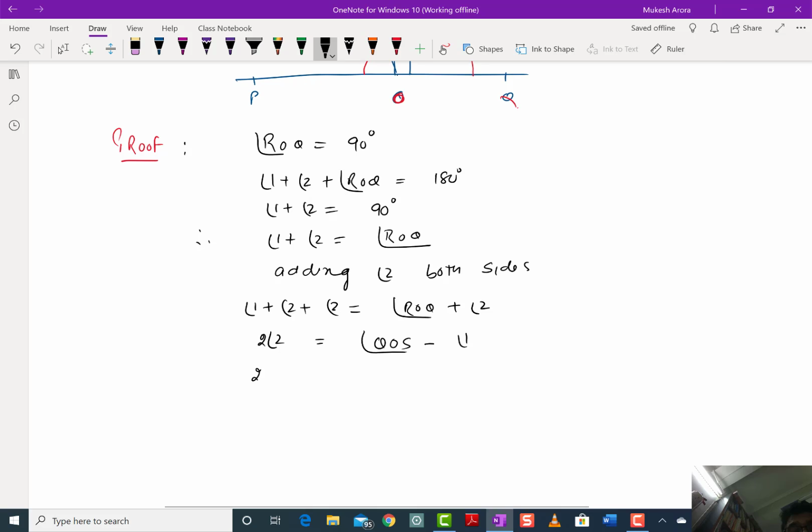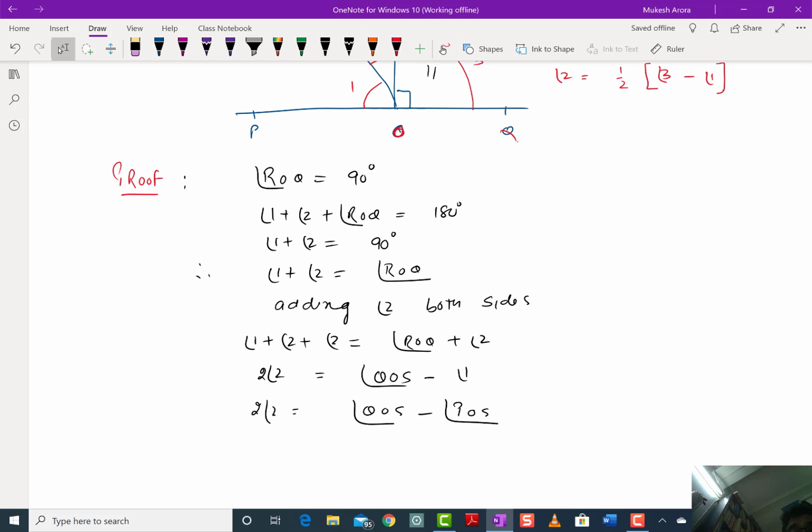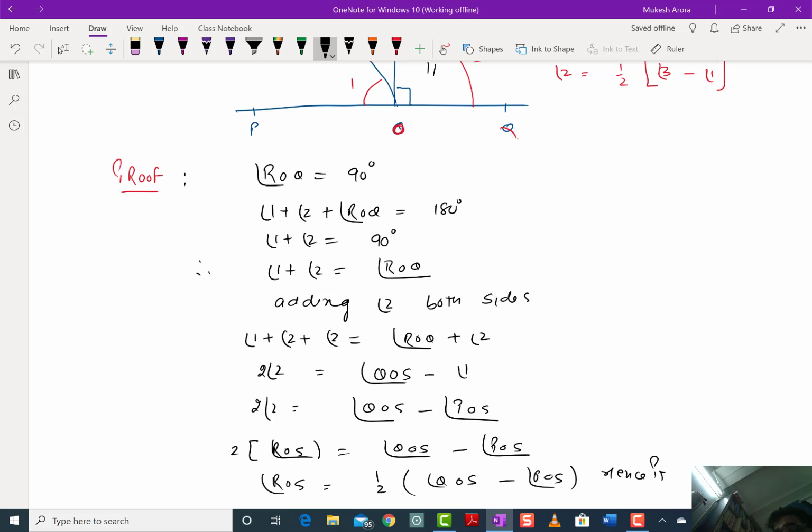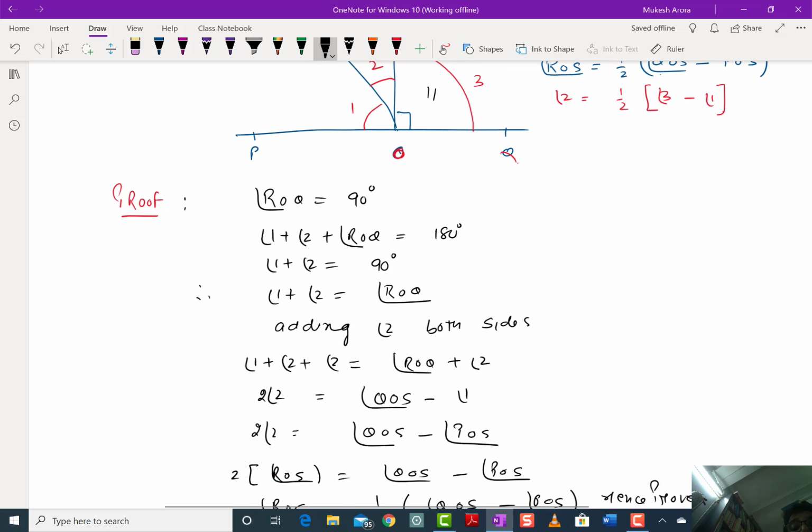Or 2 times angle 2 is equal to QOS minus angle 1, which is POS. So 2 times angle ROS is equal to QOS minus POS, or ROS is equal to half of angle QOS minus POS. Hence. Only one thing you have to remember, there is only one step, that 1 plus 2 is equal to this 90, and you have to add angle 2, then you have to write.